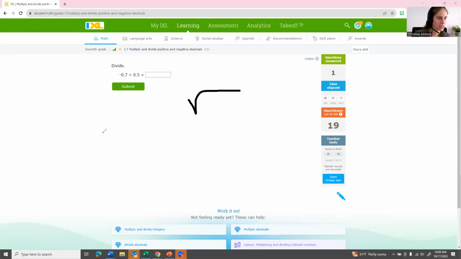So we are dividing by 0 and 5/10. That's our divisor on the outside. And then our dividend is our negative 0 and 7/10. And just like before with the multiplication, when I see that there's a negative sign involved, I'm going to determine whether my answer will be positive or negative. In this case, because our signs are different, that means our quotient will be negative. So I'm going to put a little negative sign up here to help remind me of that.